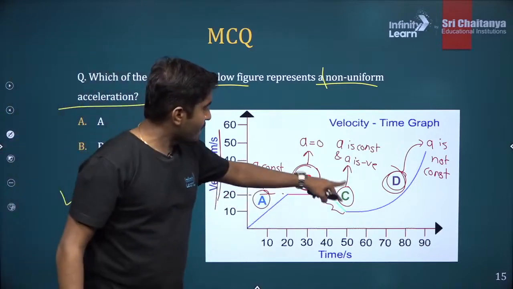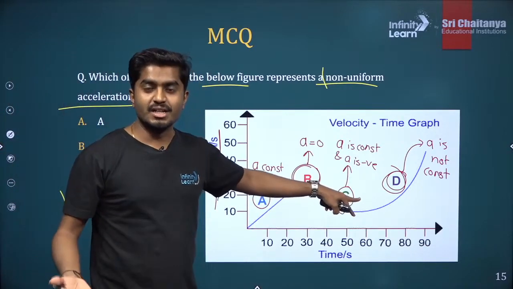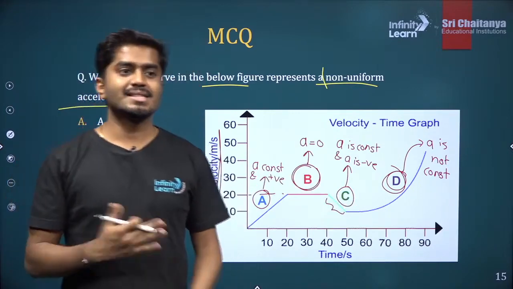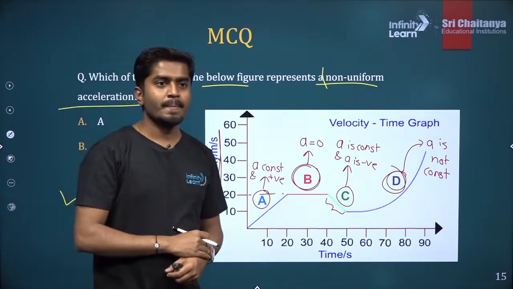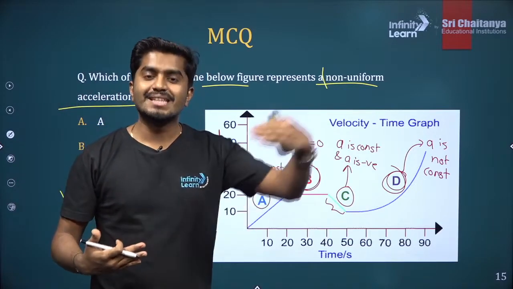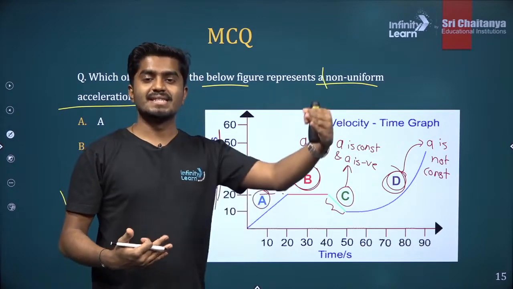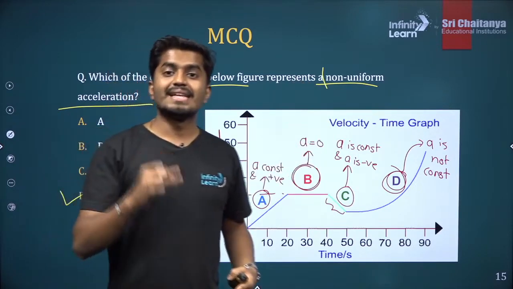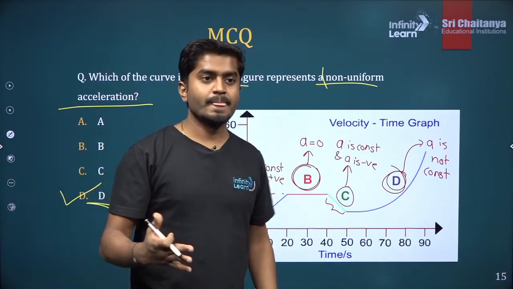Yes, this part C is the retardation. Retardation is simply when the acceleration is negative. Okay? Acceleration positive means the body will gain speed. Speed will increase. Acceleration negative means the speed will decrease. That is the retardation. Okay?